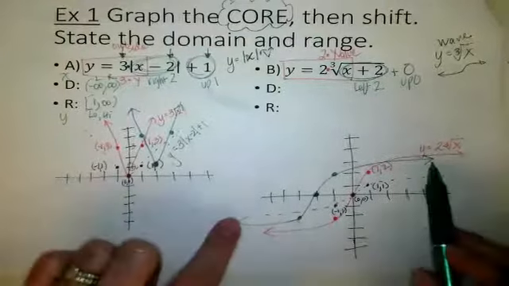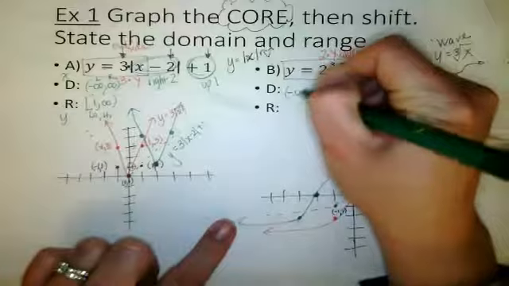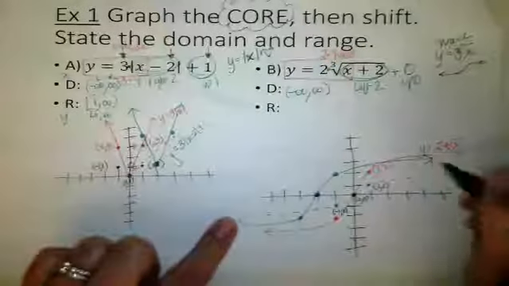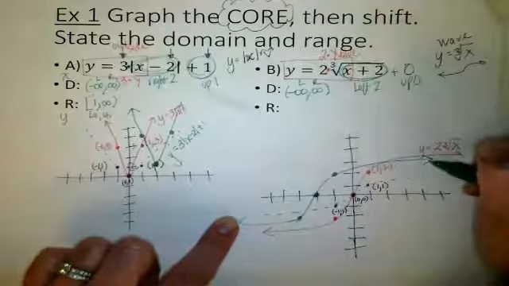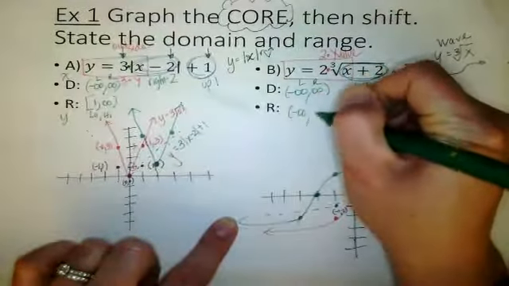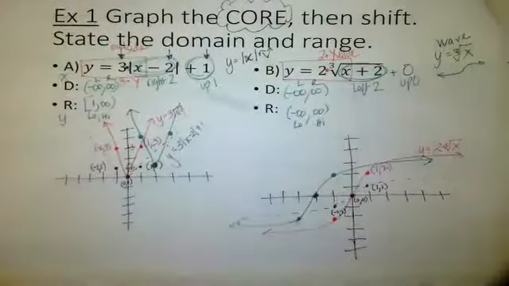Domain and range. How far left and right does the green graph go? Infinite. Yeah, negative infinity to positive infinity. Forever left and forever to the right. How low and how high does it go? Infinite. Very good. Negative infinity to positive infinity. Low to high. Very good. Questions so far?